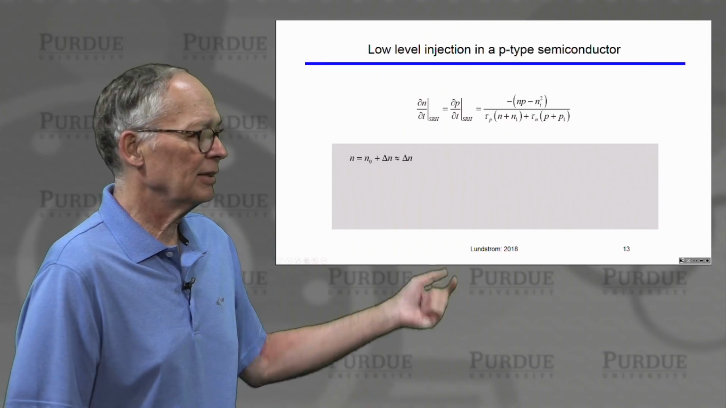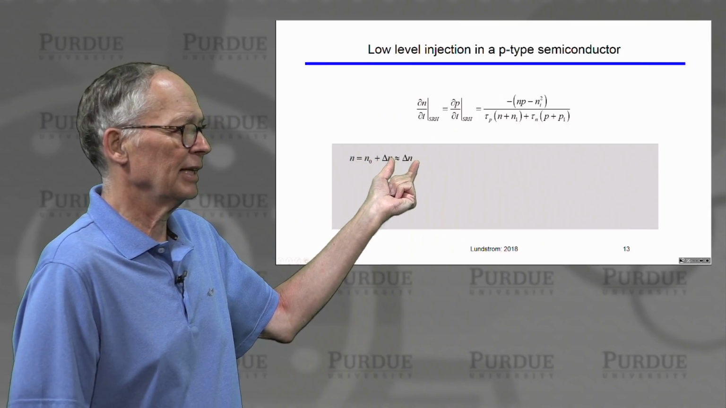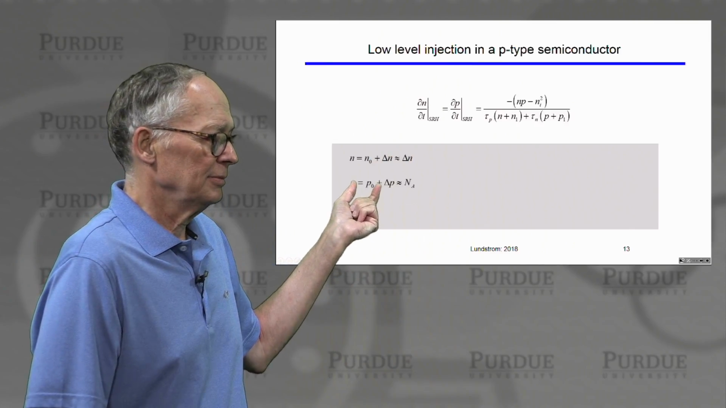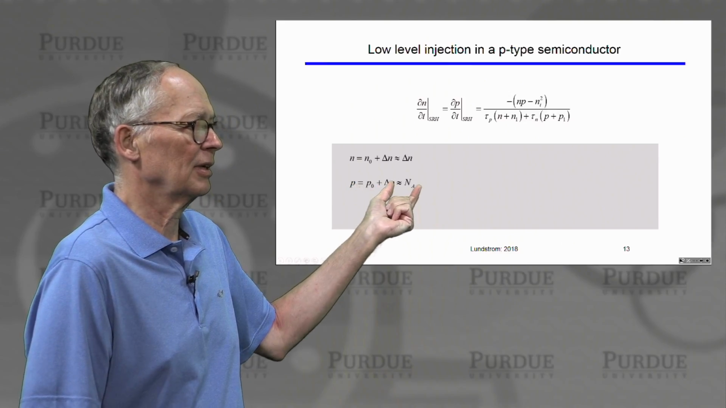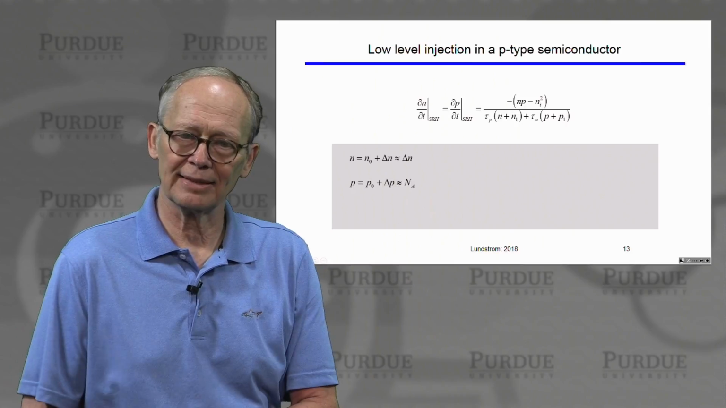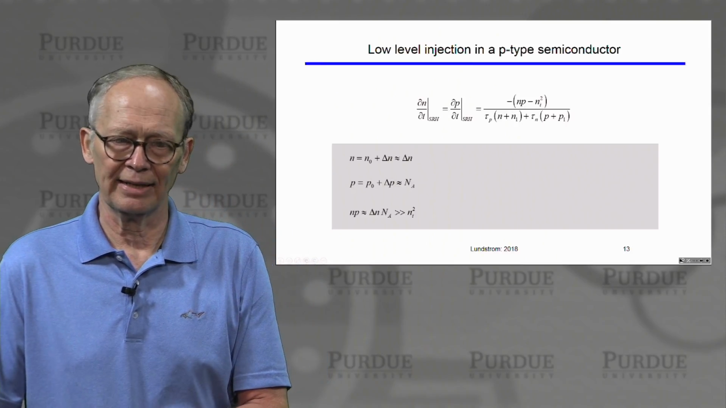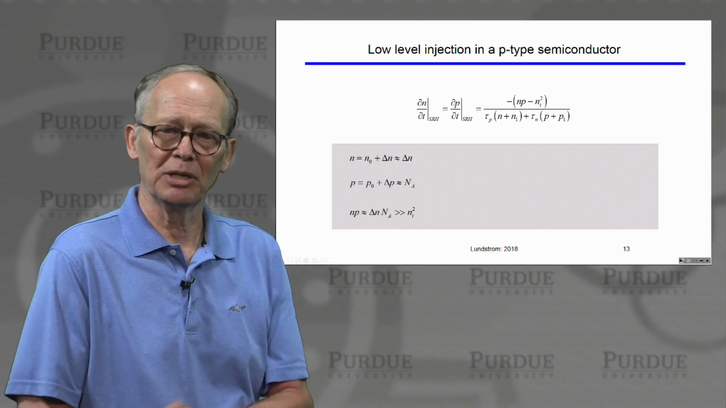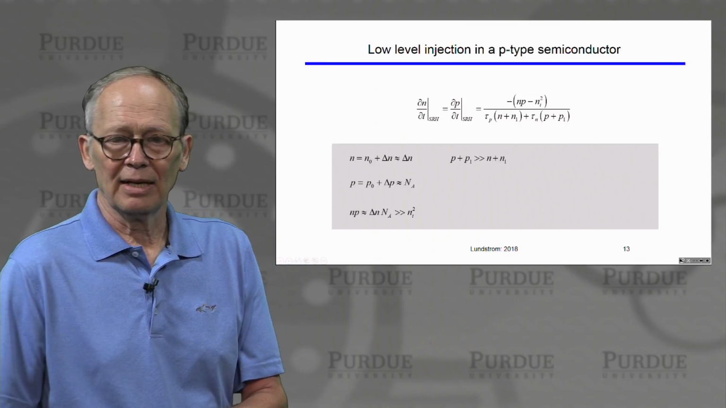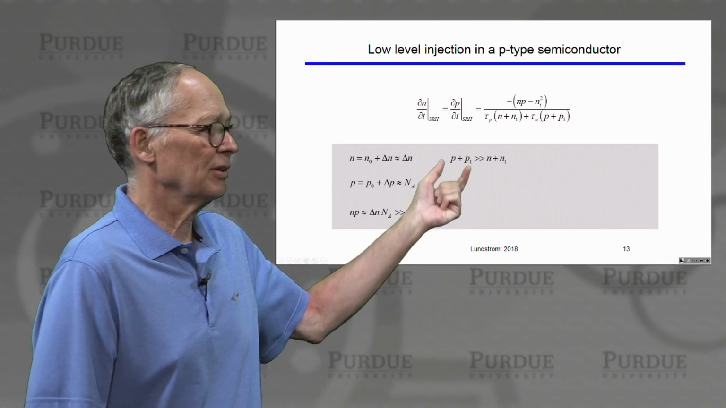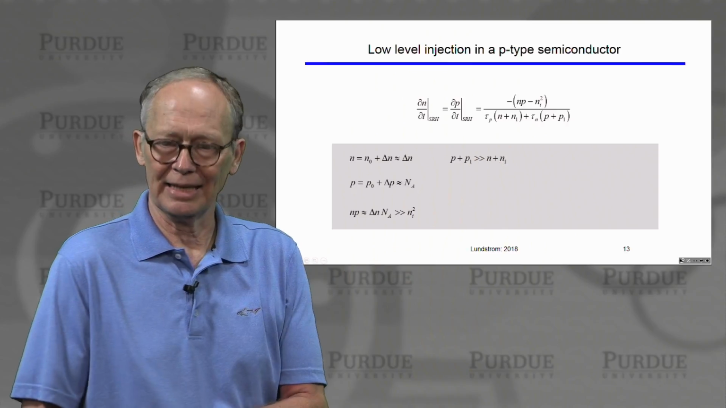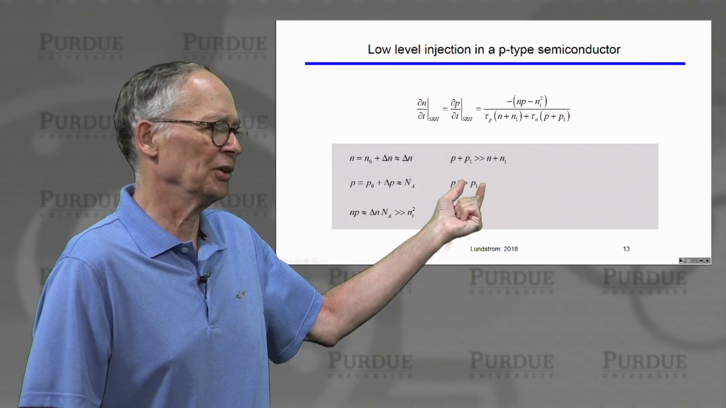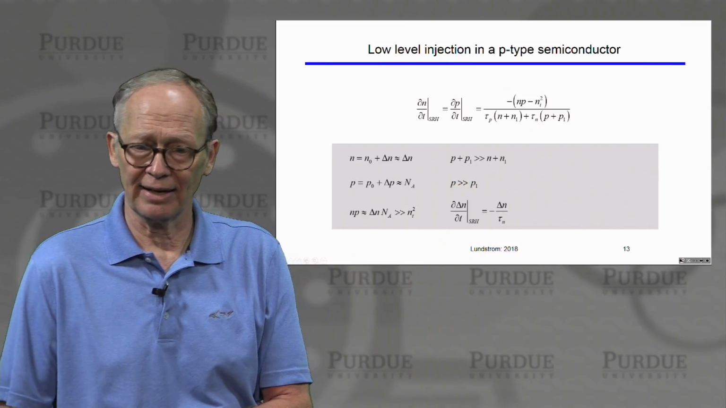So I have a p-type semiconductor, I have minority electrons. The minority electrons are going to be overwhelmed by the excess electrons. The holes in the p-type semiconductor are going to be not affected by the excess carriers, so the hole density will be Na. Np will be delta N times A, and it will be much bigger than Ni squared. Since I have a p-type material, P plus P1 will be much greater than N plus N1. In addition, since P1 tends to be on the order of Ni, P will be much greater than Ni.